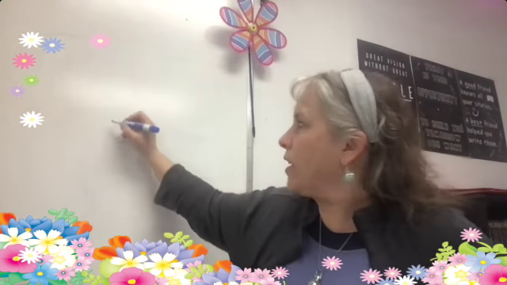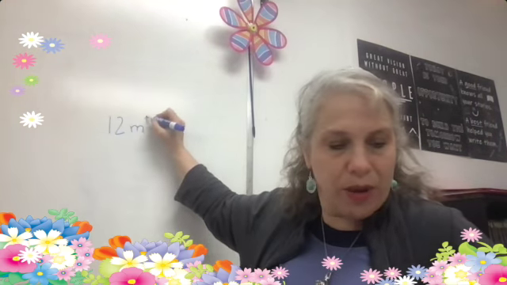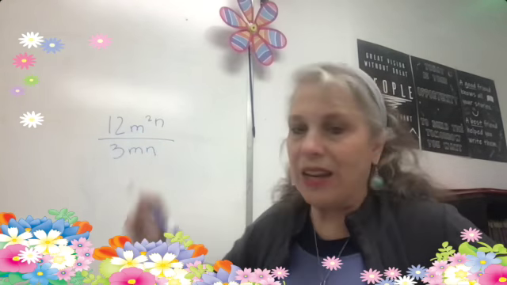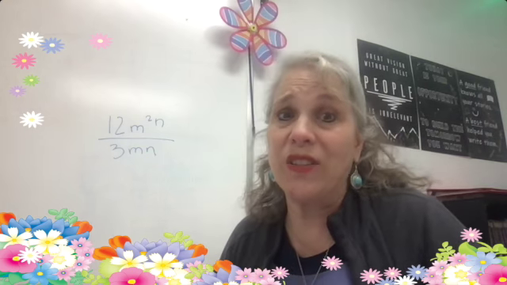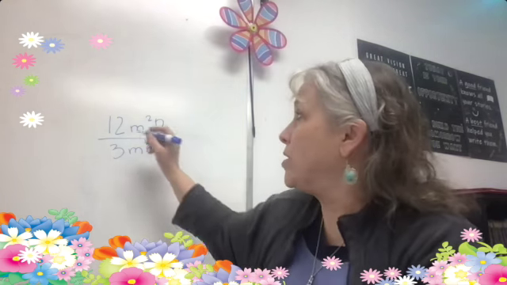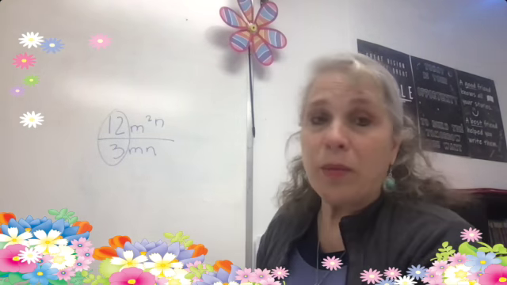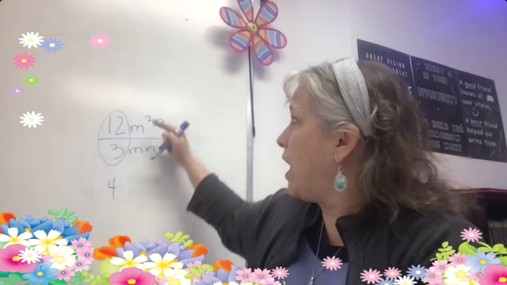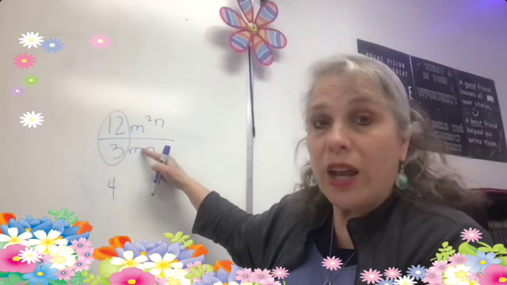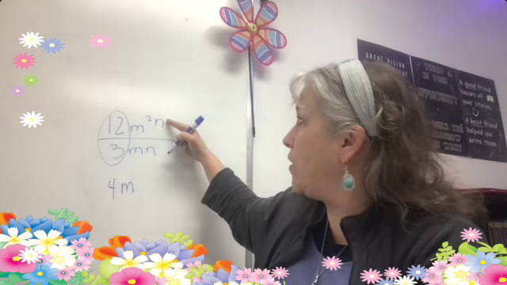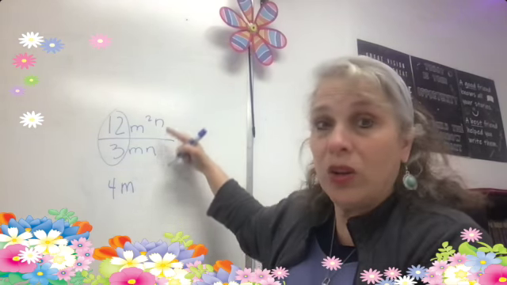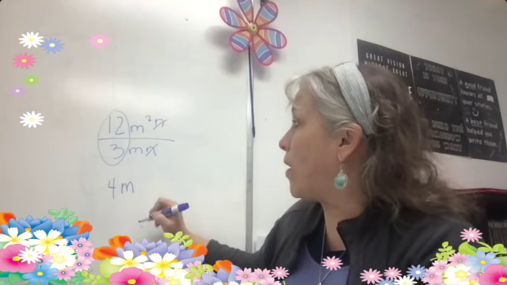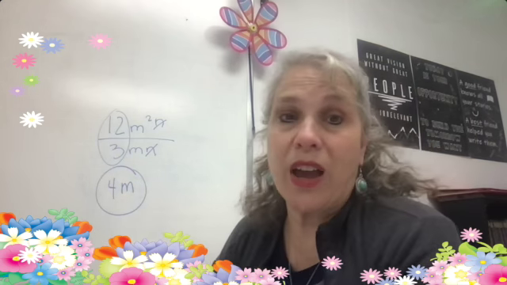What if I had something like this? 12m squared n over 3mn. Okay, so here we have multiplication and division in one problem. So I can take my whole numbers and divide them as normal. So 12 divided by 3 is 4. Here I have 2 minus 1, so that would be m. And here I have 1 minus 1, or n over n is equal to 1. So that actually cancels out. So this is my final answer.